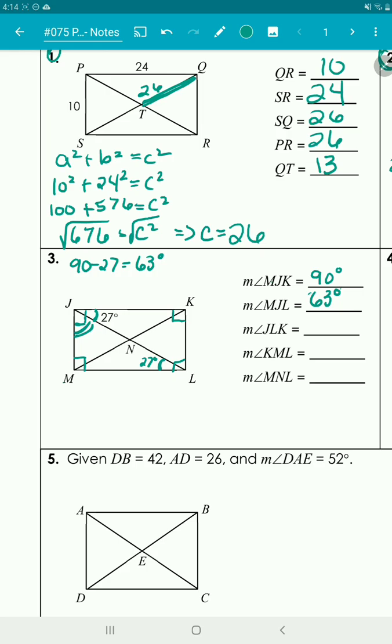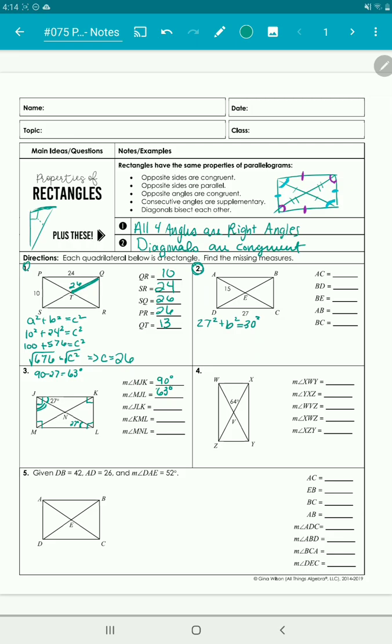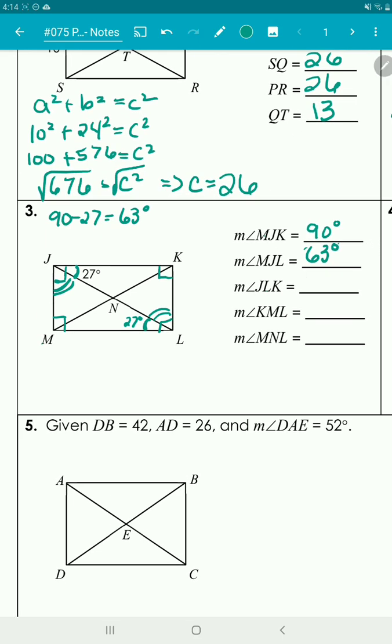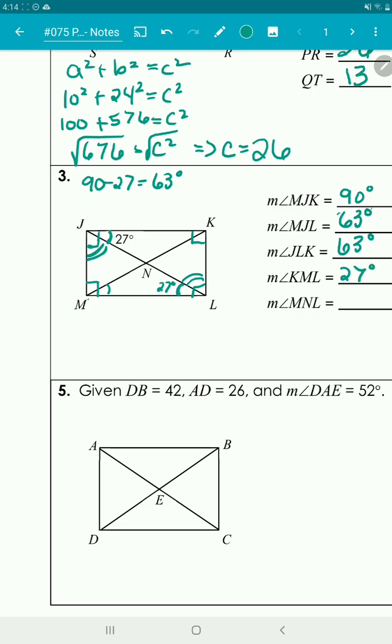Okay, now we're going to be looking at JLK. So, oops, didn't mean to click that button. If we look at this one, we can either take 90 and subtract 27 again, or you can say, well, if you trace the diagonal and go across the diagonal, it's the same. So it's still going to be 63 degrees. KML. It's the smaller one of the two, so it's going to be the 27. It's going to match with the other ones. This only happens on the rectangles, okay? And then M and L is going to be this one right here.